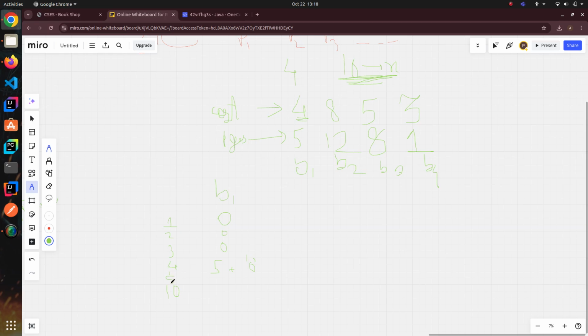Similarly, for 5, 6, 7, 8, 9, 10, we get a maximum of 5 pages, with 1 rupee remaining, 2 rupees remaining, up to 5 rupees remaining. So this is the case. Okay, so we are done with book 1. Now we move to book 2.